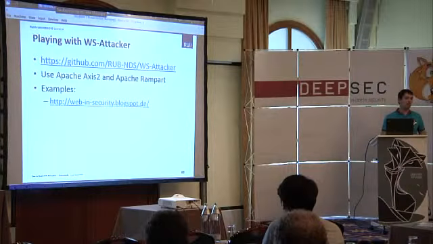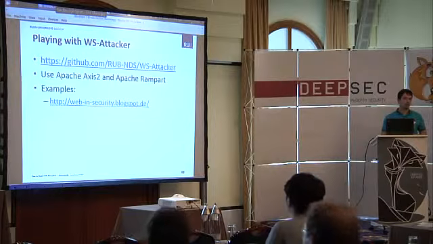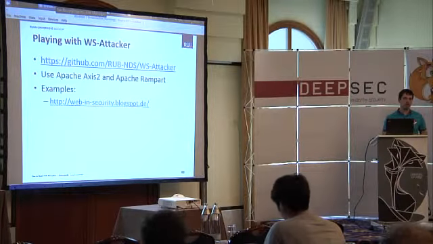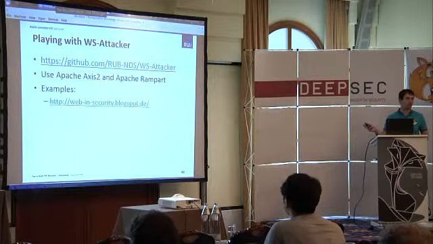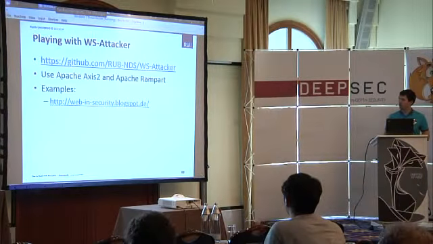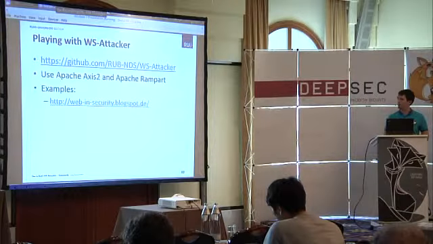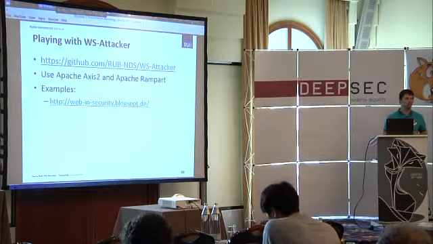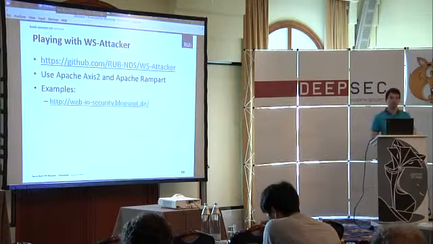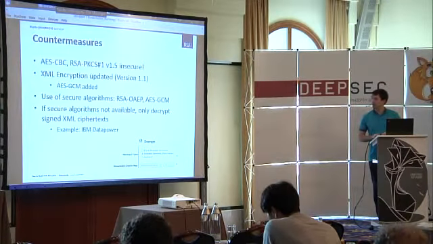Okay, so if you want to play with it, go to the GitHub, there's our WS-Attacker. If you want to play with some web services, I encourage you to use Apache Axis2, because it is vulnerable to most of the attacks that WS-Attacker can provide. So this is quite nice. And if you want to have some examples on configuration of Apache Axis2 and how to get it running, go to our blog post.